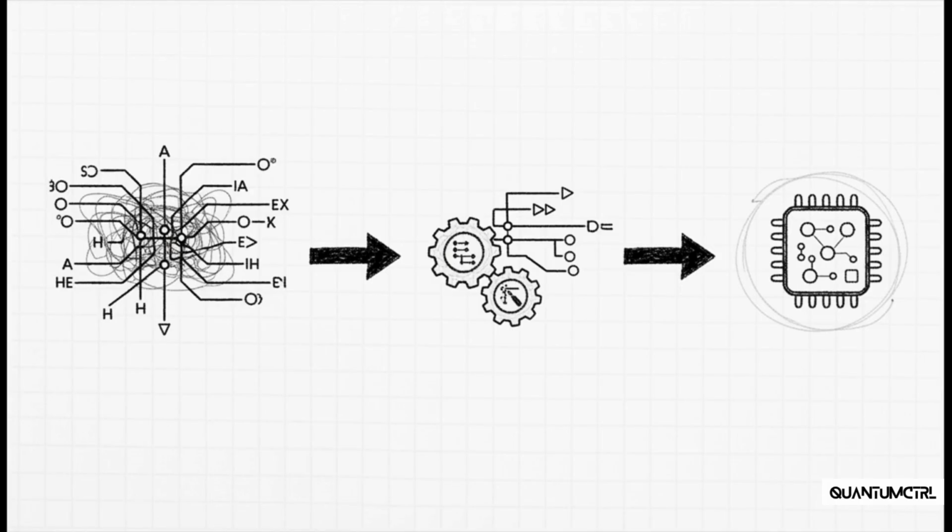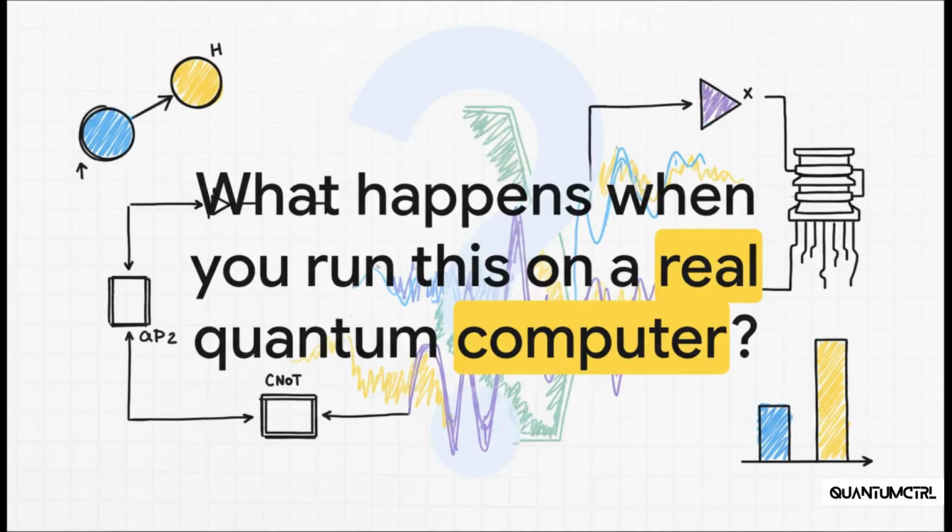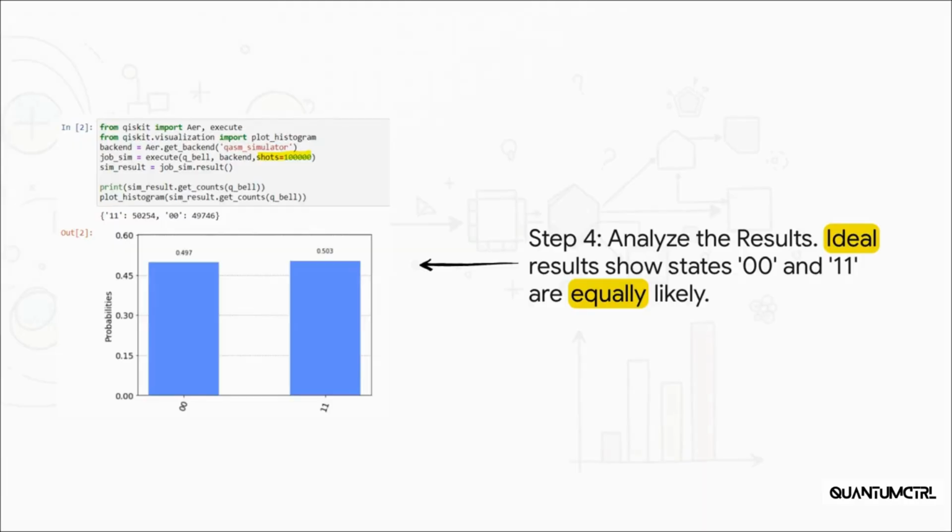It's awesome. So the job is sent, it runs, and a few moments later, we get the results back. The big question is, what did the quantum computer tell us? Did we actually create that spooky connection? And this is what we get back. Now, it just looks like a bar chart, but this is a snapshot from the quantum world, and it tells us everything. This chart shows the results of our experiment.